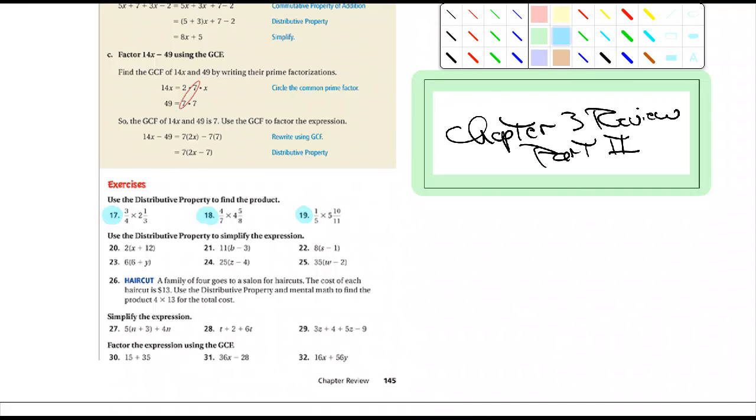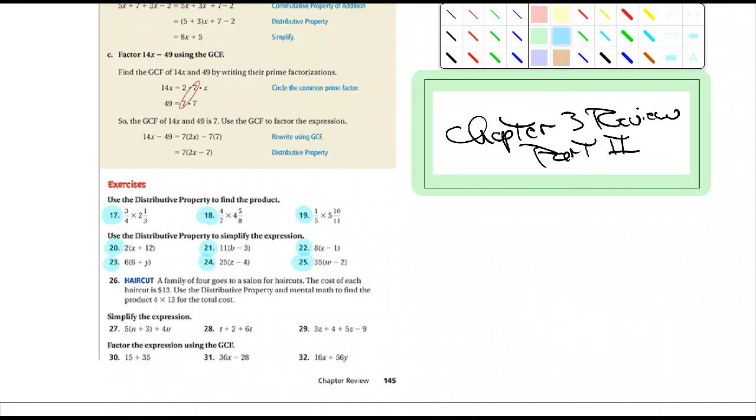Let's see here. Use the distributive property to simplify the expression. Well, we just did some of these. These are all pretty easy. I'm looking at them. They're easier than the ones I give you. So you guys can do those.